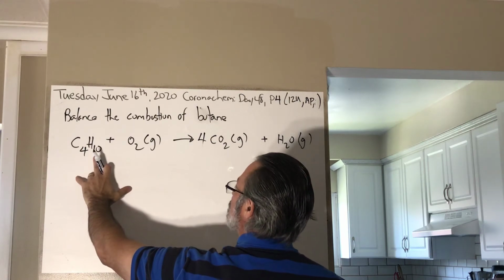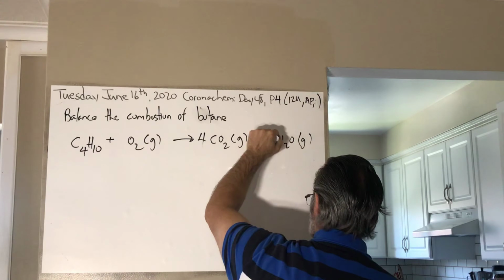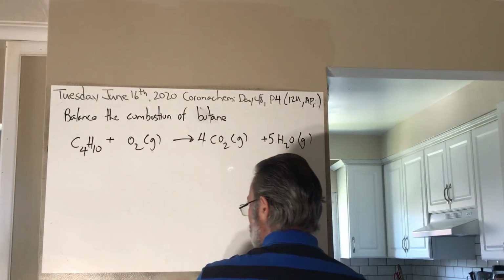Then you look at H. There's 10 H's on the left. You got to have 10 H's on the right. So you're going to put a 5 in front of H2O. Again, never mind the oxygens right now.